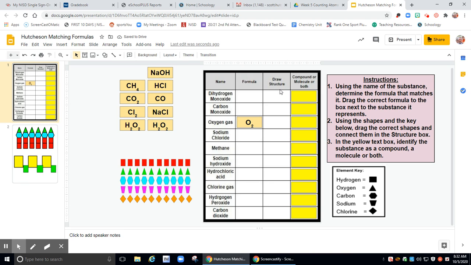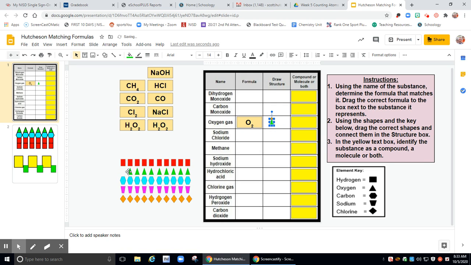And then in this box, you're drawing the structure. Now, of course, you can't draw because you're not here at school with pen and paper. So I've given you some shapes down here, and here's the key for those shapes and what shape they are. Here for oxygen, you notice that there are two of them. So I would come down here and I see that oxygen is a triangle. So I would grab one triangle and put it in the box.